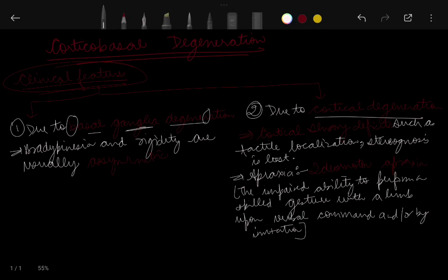Now, ideomotor apraxia is also seen due to cortical degeneration. It is the impaired ability to perform a skilled gesture with a limb upon verbal command and or by imitation. If a person A is told to do some kind of work by a verbal command from person B or by imitation, then the person is unable to perform that skilled gesture with the limb.